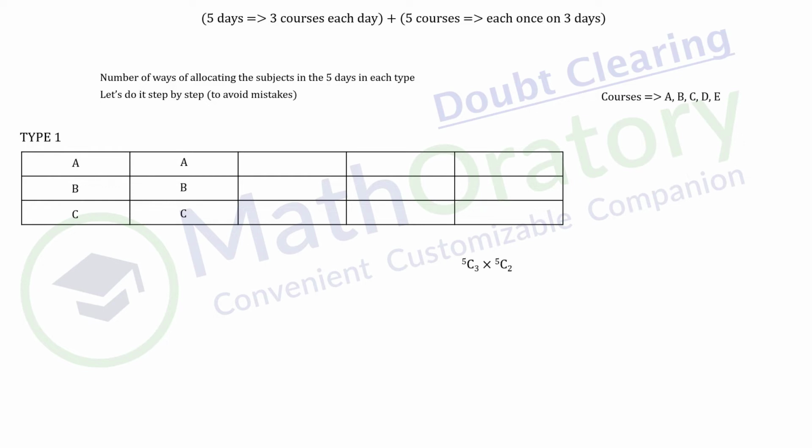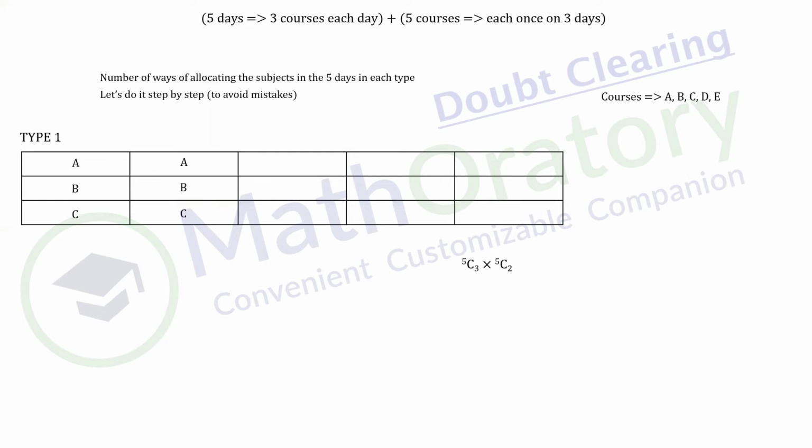Now, once we make this allocation, if you remember, the D and the E are the remaining two subjects. So this is not a selection anymore. Once you have selected three courses at the first step, that is this 5C3, the remaining two subjects are just remaining. So there is no choice with you. So that is automatically happening. Whenever there's something automatically happening, you will have only one way to do it. You don't have the choice anymore. So the D and E subjects are automatically selected.